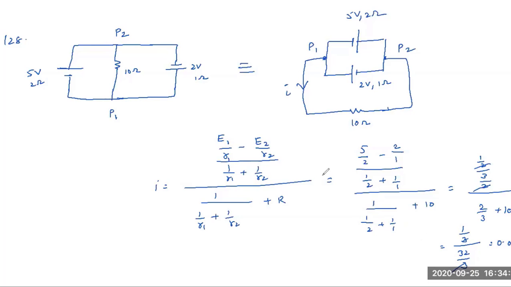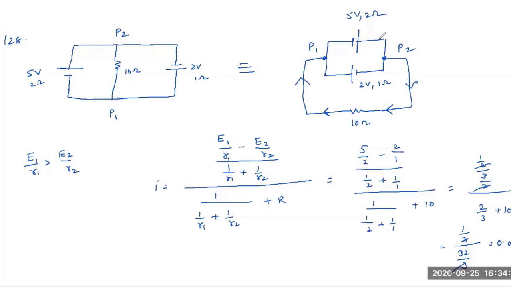From where to where is the current flowing? See here, the current flows from P2 to P1. This is what I can tell. Why did we say that it is P2 to P1? See here, observe this, E1 by R1 is greater than E2 by R2.